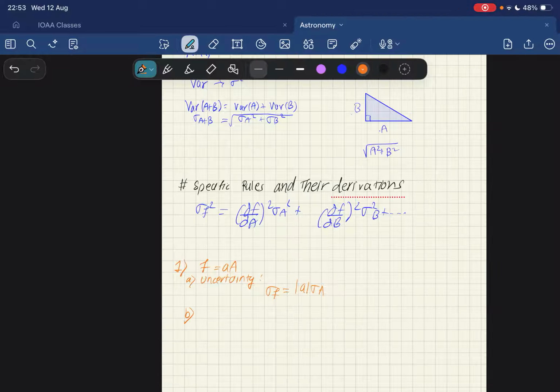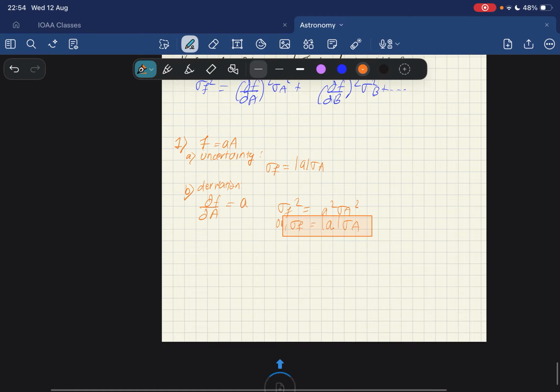So it came from this derivation, where we have del f by del a. So we have f equals a times a constant, then del f by del a will be equal to that constant. So plugging it into our formula, we will have sigma f squared equals a squared sigma a squared, or sigma f equals a sigma a. That is how this formula came from.